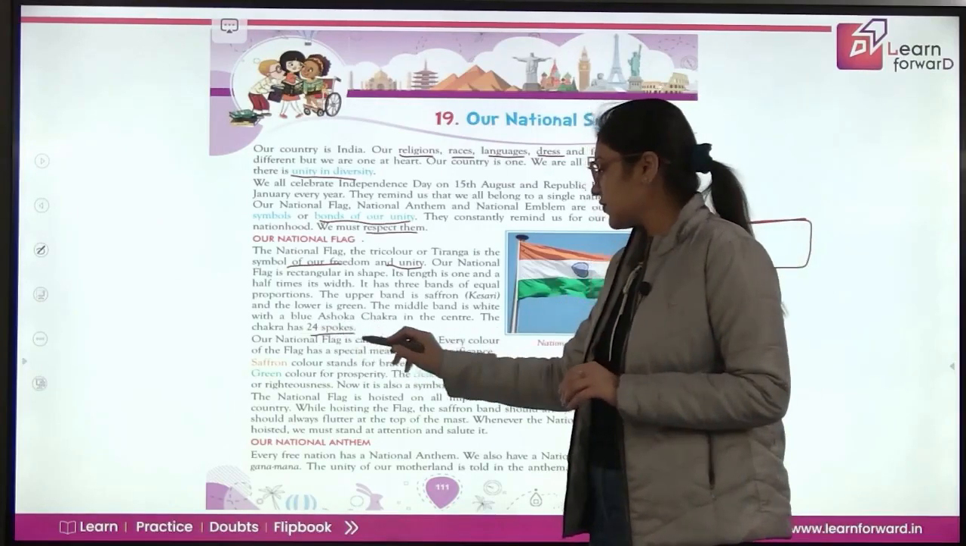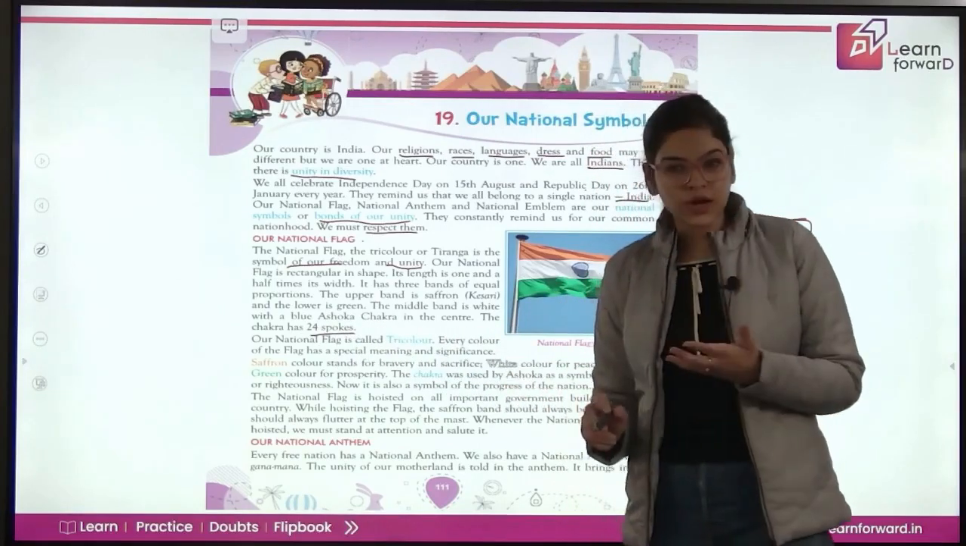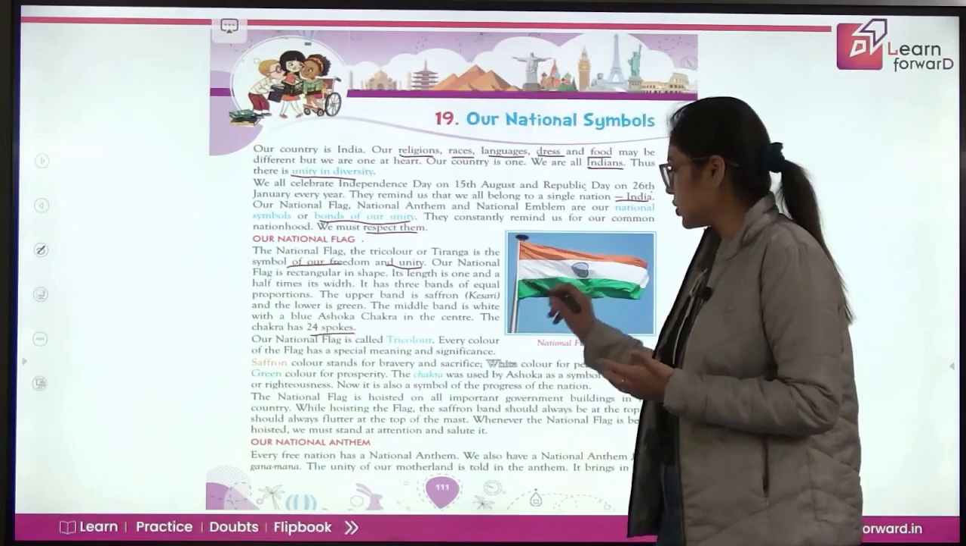Now the national flag is also called tricolor. इसे हम tricolor बोलते हैं as it is made of 3 colors.